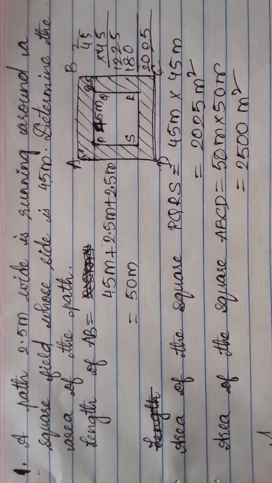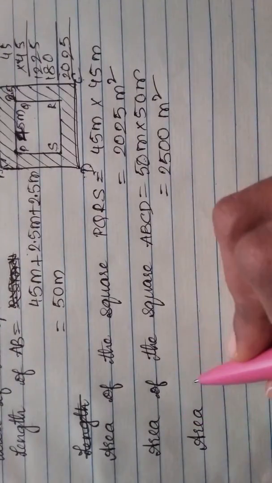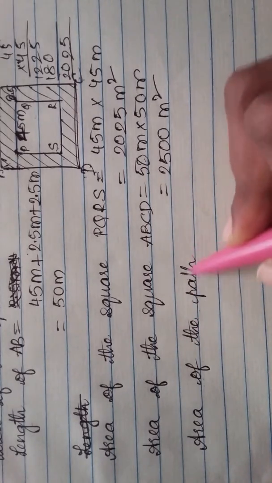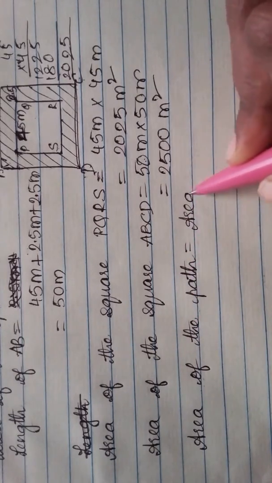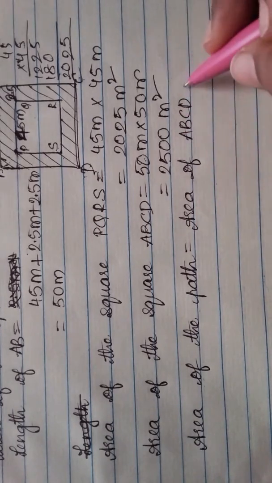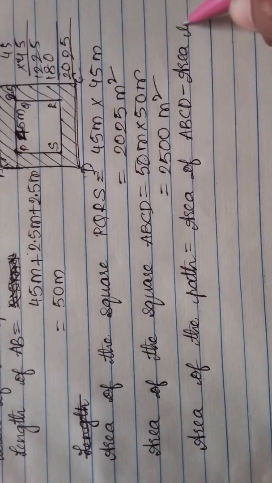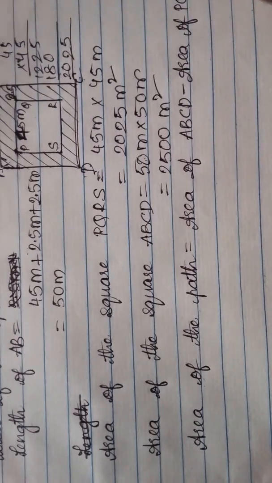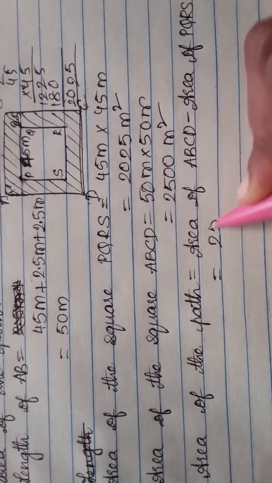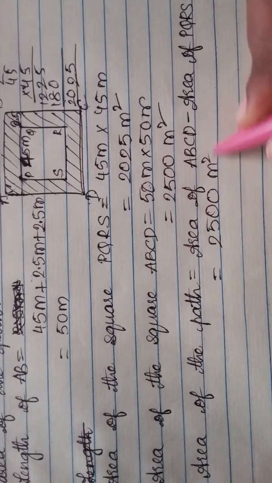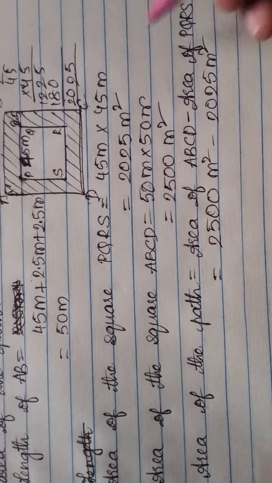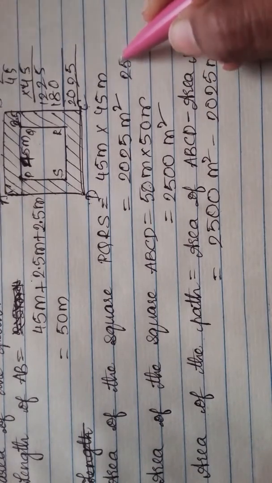Now you have to find out the area of the path. Area of the path is equal to area of ABCD minus area of PQRS. Now let us substitute the values. 2500 meter square minus 2025 square meters. Now let us subtract in the rough column.